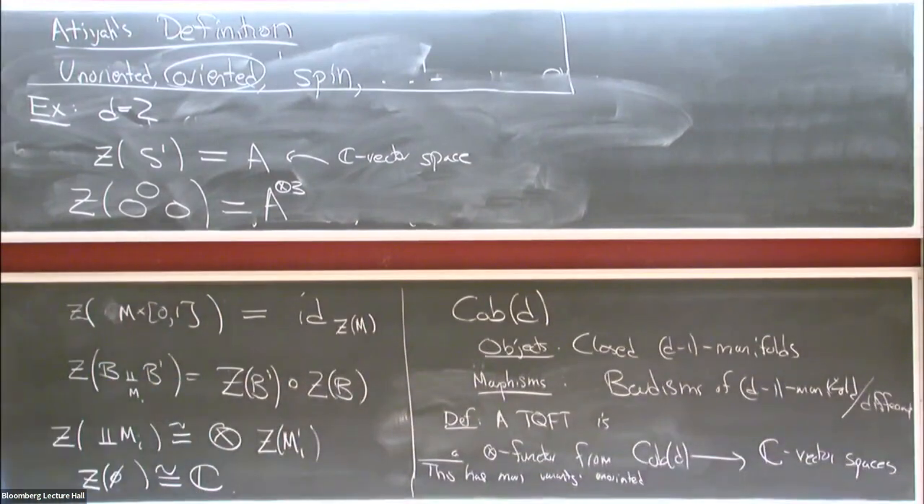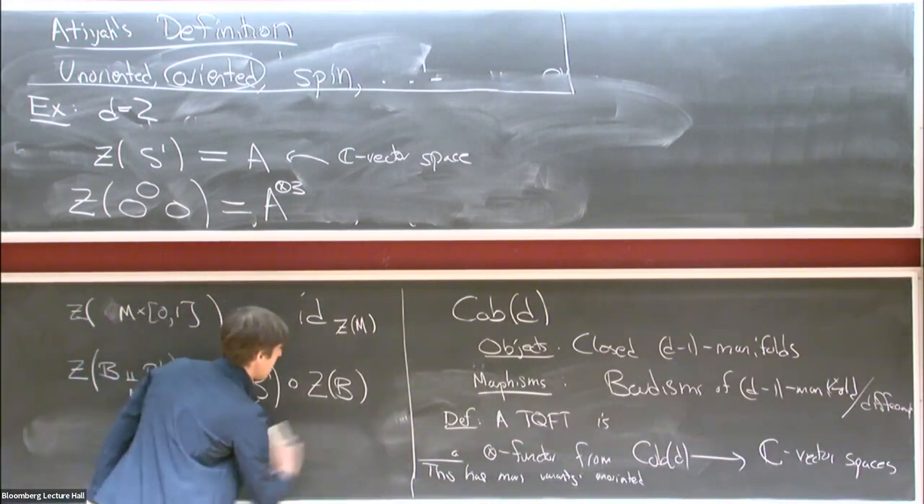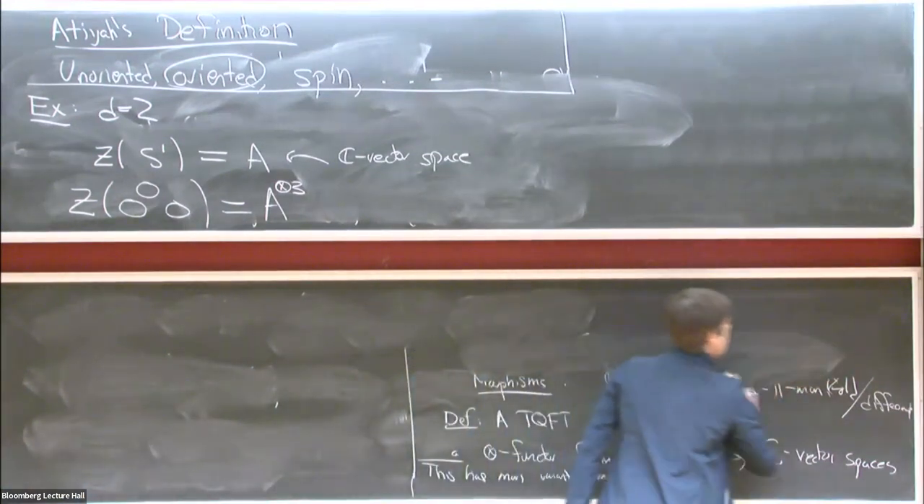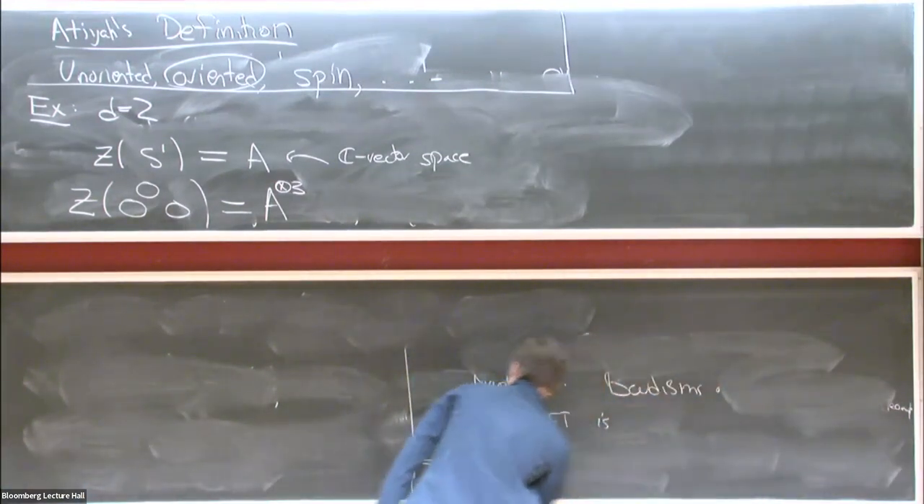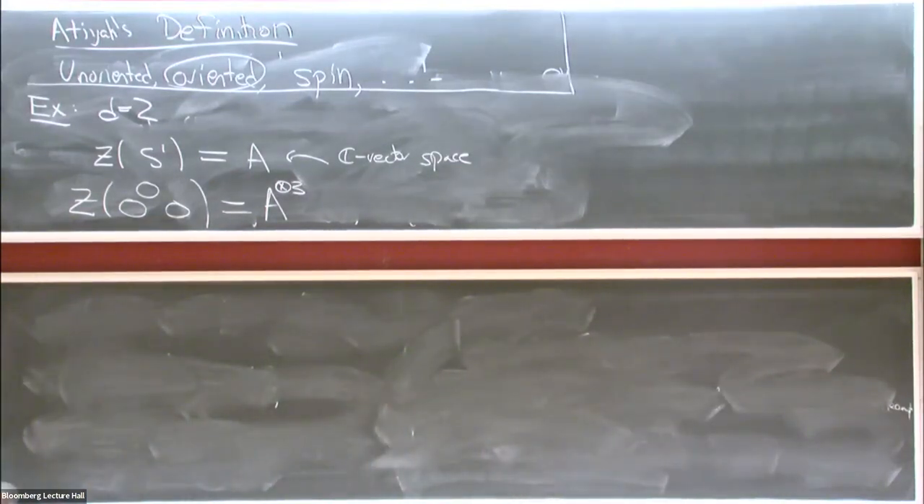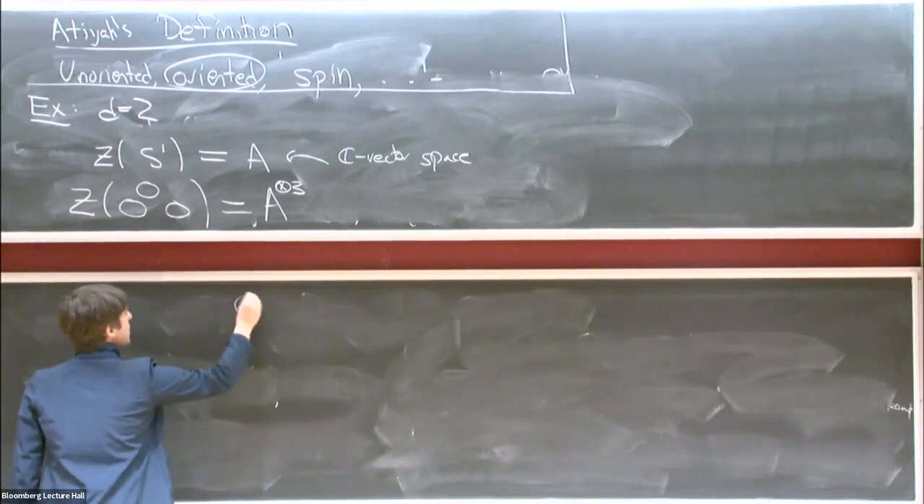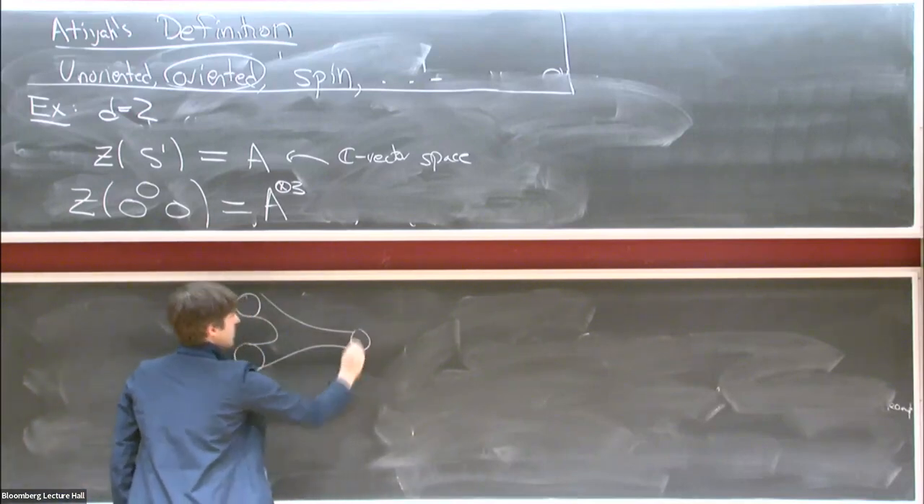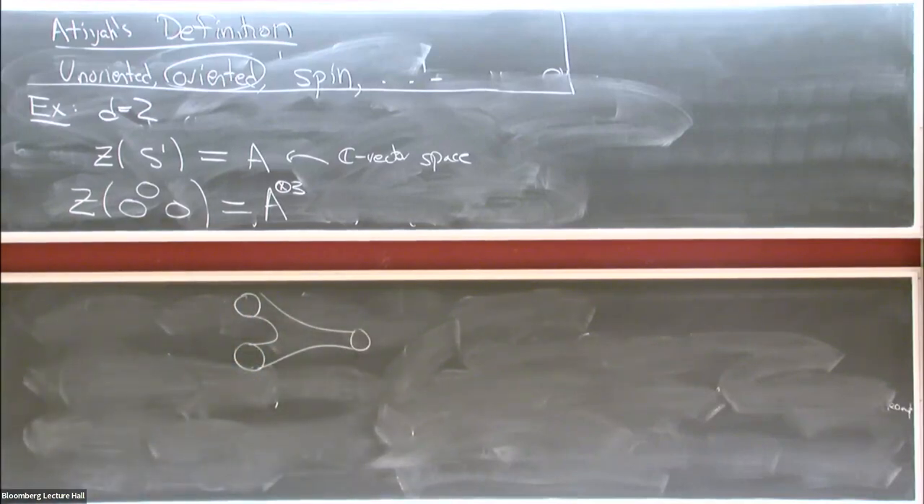Of course, you're not done at this point, because in order to define a functor, you have to say not just what it does on the objects, but also what it does on the morphisms, what it does to bordisms between manifolds of dimension 1. There's a particularly interesting picture that you can draw, which I've already drawn once and I'll draw again: this manifold with boundary called a pair of pants. You can regard it as a bordism from 2 circles to a single circle.